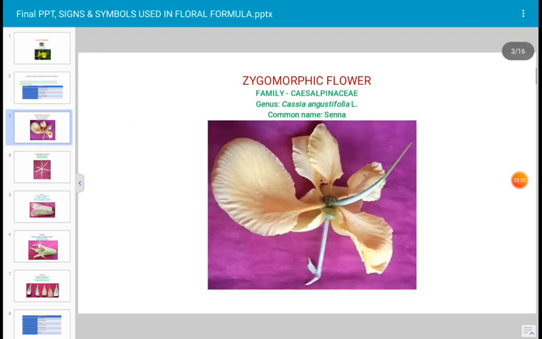Next slide. This is a zygomorphic flower. This flower is from the family Caesalpiniaceae, the genus Cassia angustifolia, its common name is Senna. The flower showing calyx lobes. See the first whorl, the calyx, situated just above the pedicel of the flower. The calyx is free, but this is a zygomorphic flower. Zygomorphic flower means a flower which cannot be divided into two equal parts. Two symmetrical parts are not developed because of the different shapes of the petals in the flower. Such a flower is considered a zygomorphic flower.